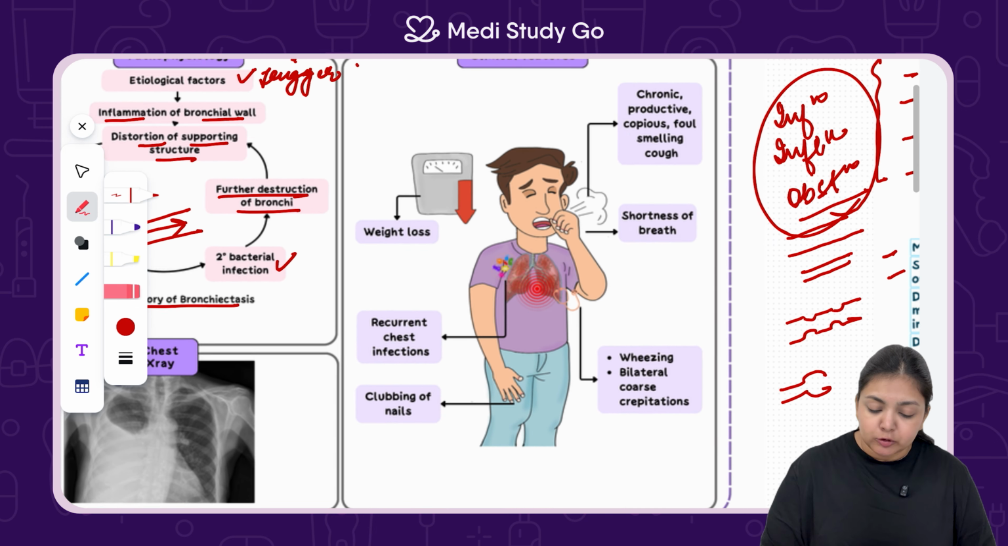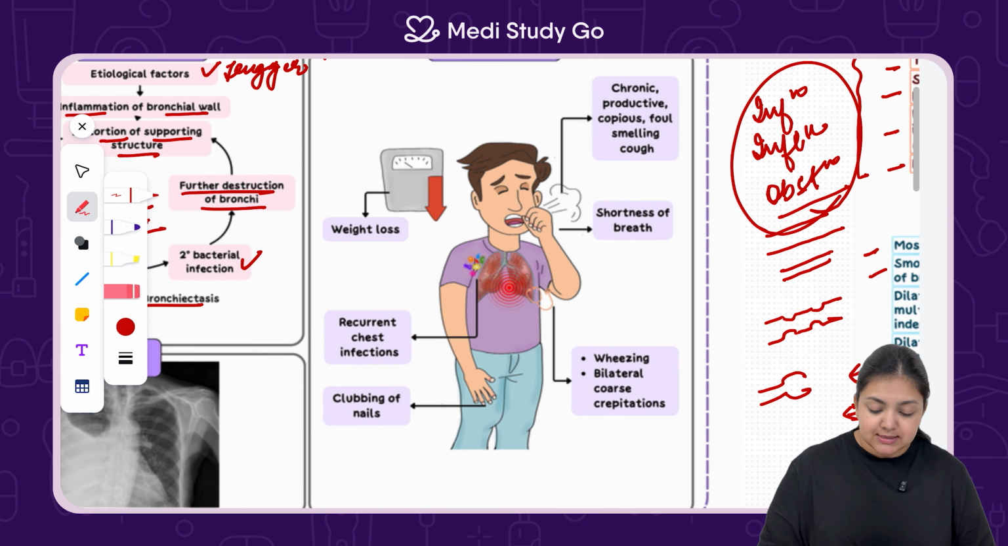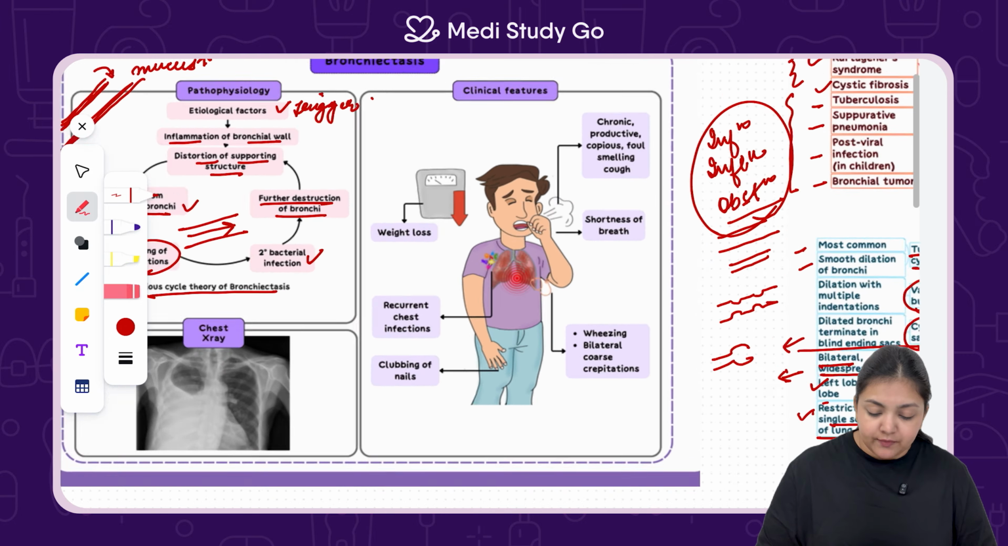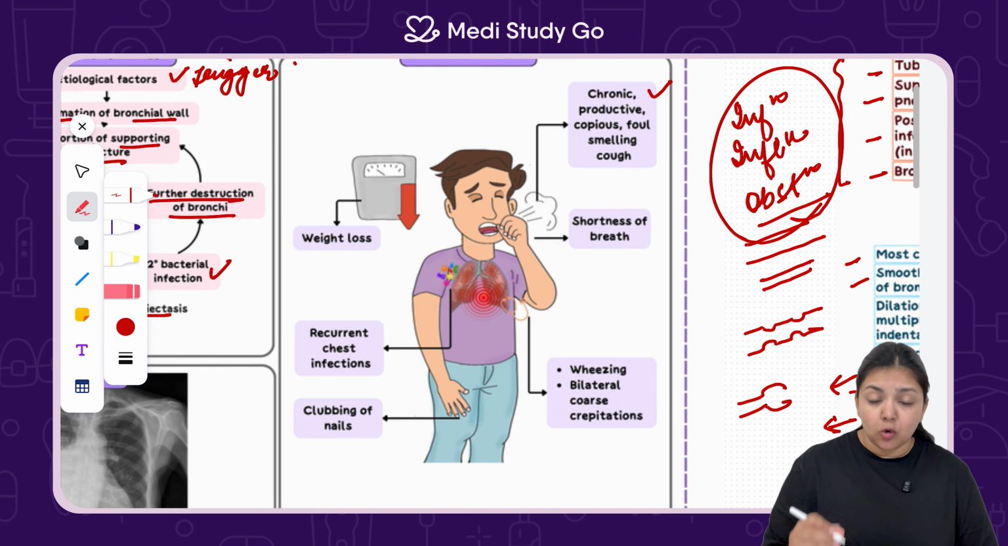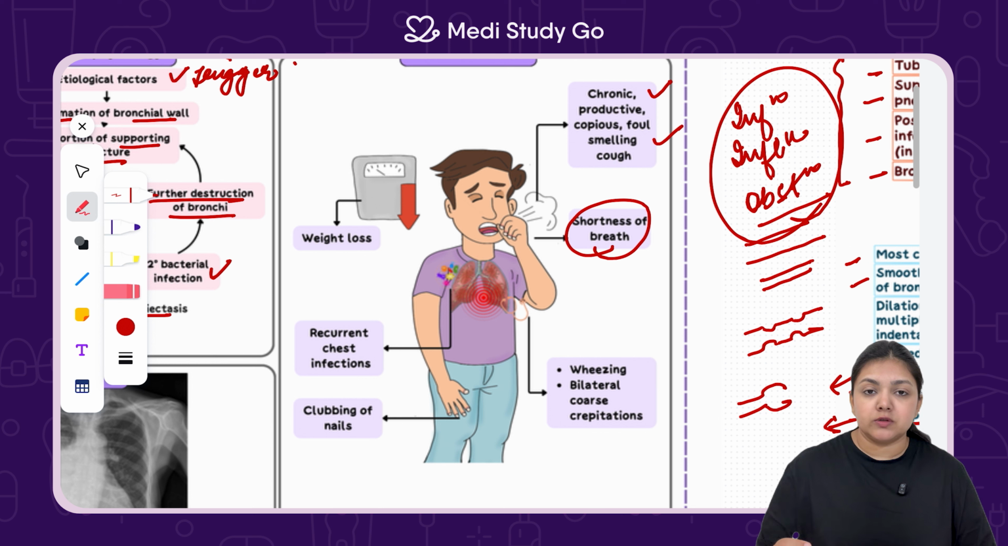If we come towards how the patient presents to us, that is the clinical features of the patient, first and foremost is chronic productive cough with copious foul smelling sputum. Secondly, there is going to be shortness of breath, because obstructed bronchioles means the air is not passing through and the blood is not getting oxygenated. Therefore, the shortness of breath is going to be present.